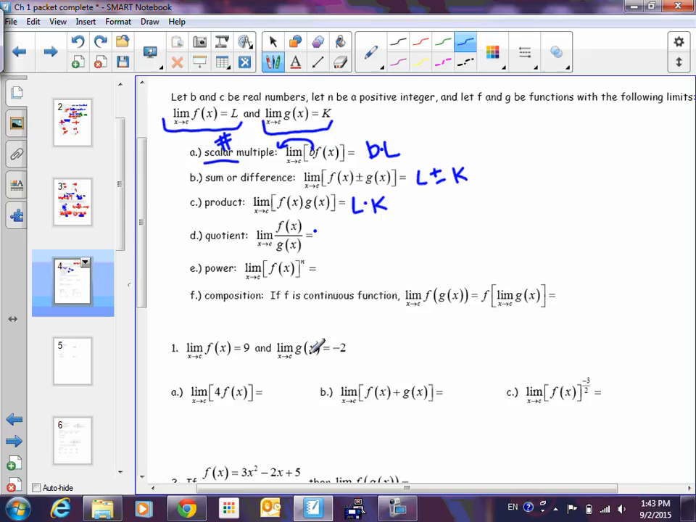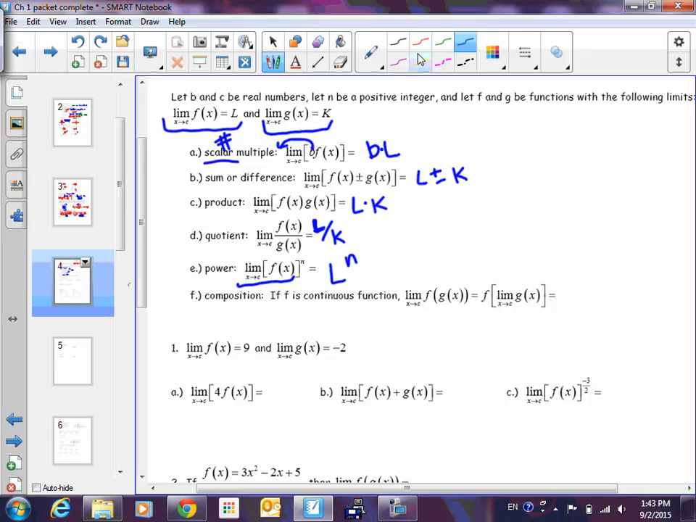And what about for D? L divided by K, and here we would have to assume that K is not 0. That would be undefined. All right, so E is a little bit different. We have a power, and again, instead of taking a function to a power and recalculating the limit, we're just going to say, what was the limit without the power, in this case L, and then take it to that new power. I know this is extremely vague. Like I said, we're going to do examples here in just a minute.